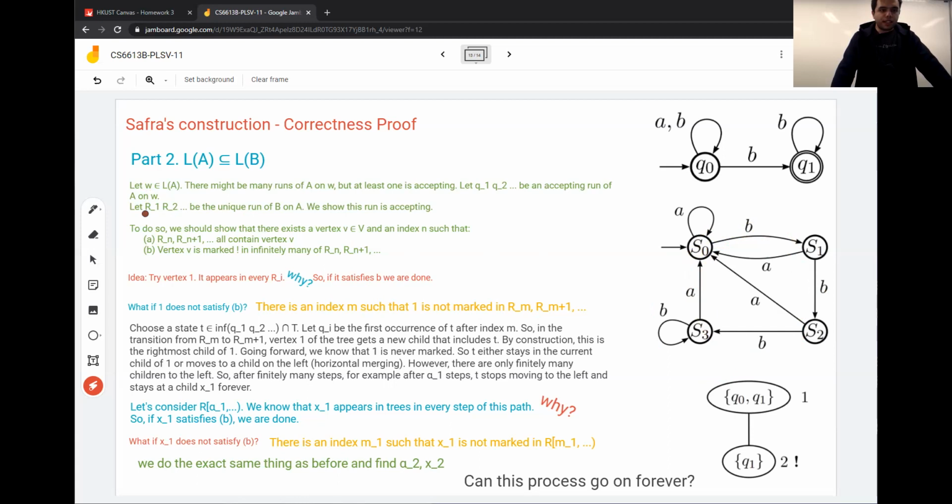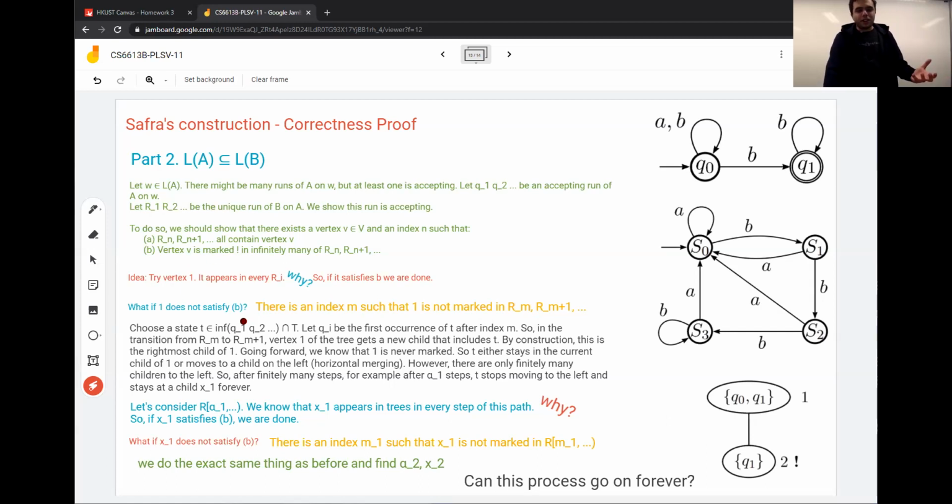So what I want to show is that this run is also accepting. Okay. So again, by definition, what I have to show is that there exists some Safra vertex V and some index N, such that all of my trees from index N onwards have this vertex V. And also the vertex V gets this exclamation mark infinitely many times, right? Okay, and the idea is actually really simple, and this is the nicest thing that Safra did.